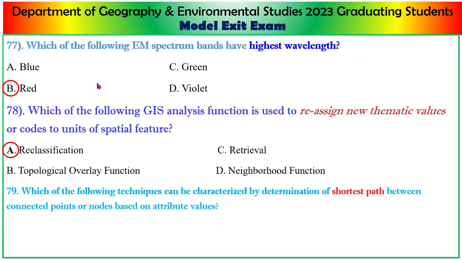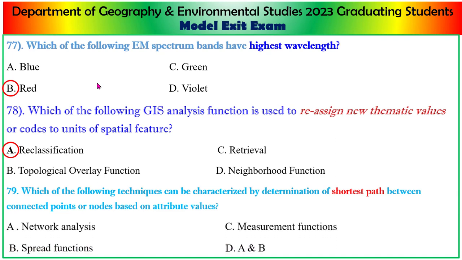Question 79: Which of the following techniques can be characterized by determination of shortest paths between the connector points or nodes based on the attribute values? A: network analysis, B: spirit function, C: measurement function, D: A and B.